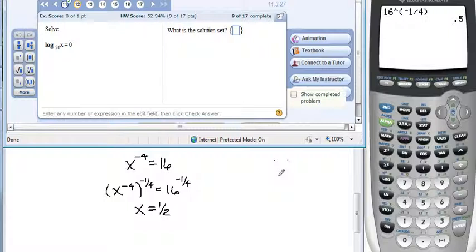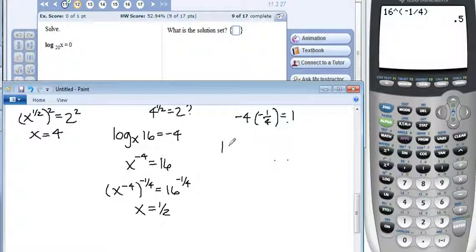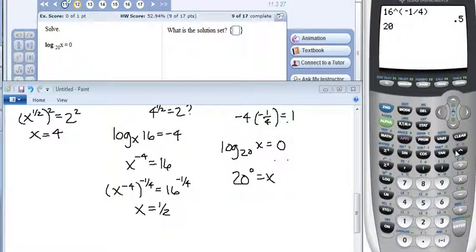All right. We don't have a log base 20 button, so we are going to turn that into an exponential. 20 to the 0 power is x. What is anything to the 0 power? It's 1. It doesn't matter what it is. My dog's face raised to the 0 power is 1. So the solution set is 1.